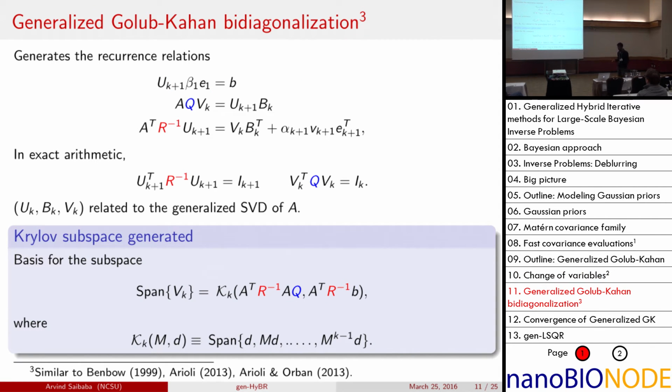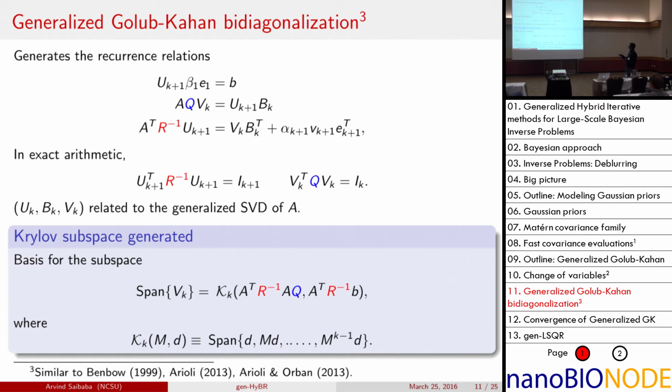As you know, for least squares problems, the Golub Kahan method is the thing that's very popularly used. And so, because we want to work with these weighted inner products, we derive something called a generalized Golub Kahan bidiagonalization. And there are many versions of this around as early as Benbow in '99, which is a one-sided orthogonalization. And these two are the ones that are closest to our work. But again, the advantage of this work is that we avoid using inverses with Q.